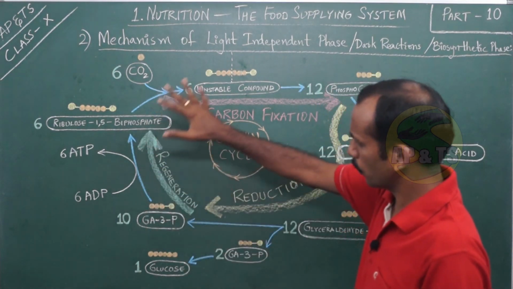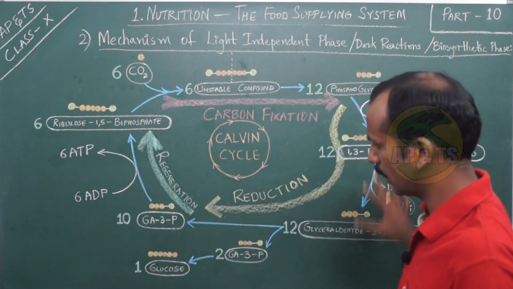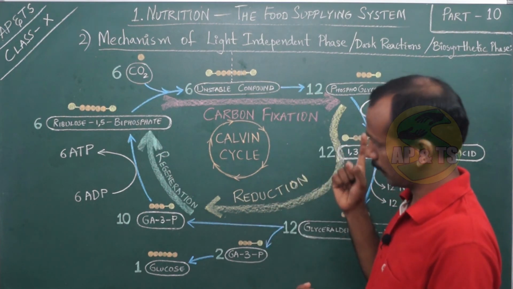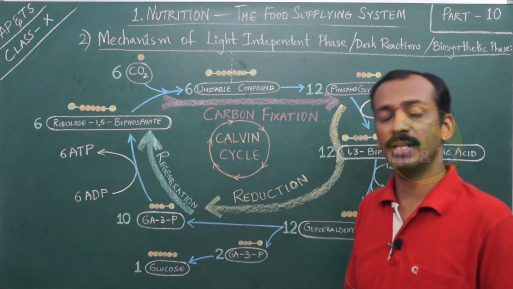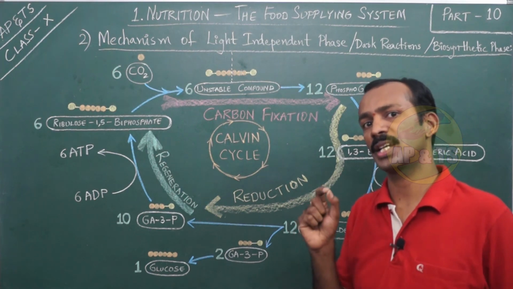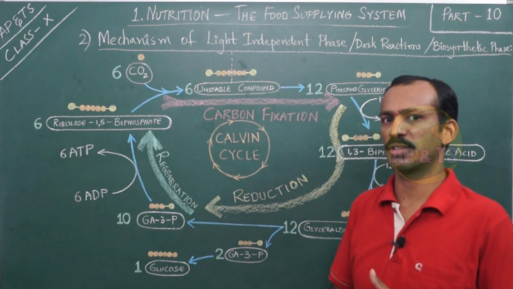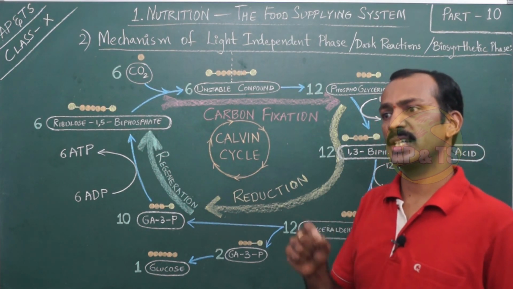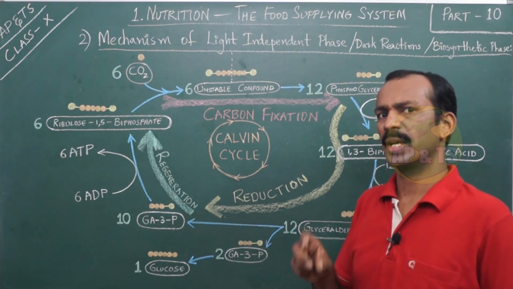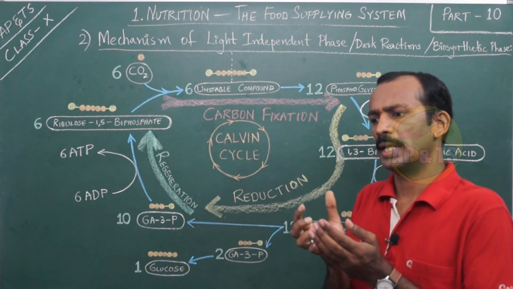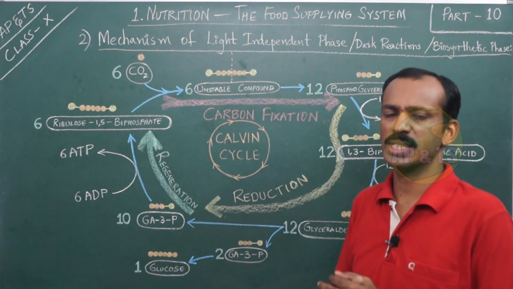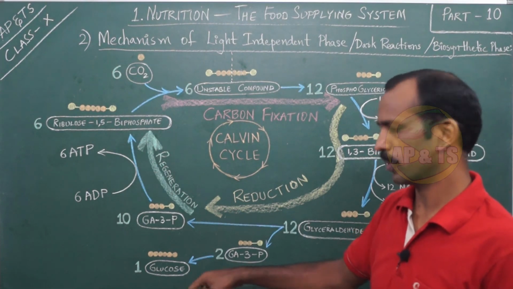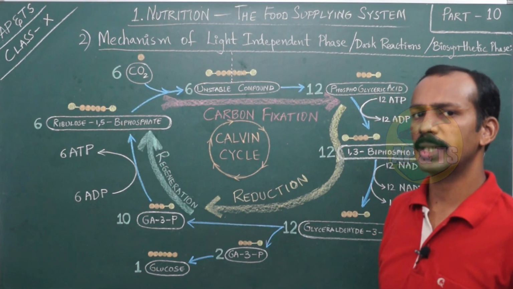Right. So this total cycle, what do we call it? Calvin cycle, or dark reactions, or light independent reactions, or biosynthetic phase. Why the name biosynthetic phase? Bio means a living organism or living thing. Synthetic means preparation. Biosynthetic phase means some living molecule is formed here. What is that living molecule? Glucose. Okay, so the product is glucose, so it is also called the biosynthetic phase.